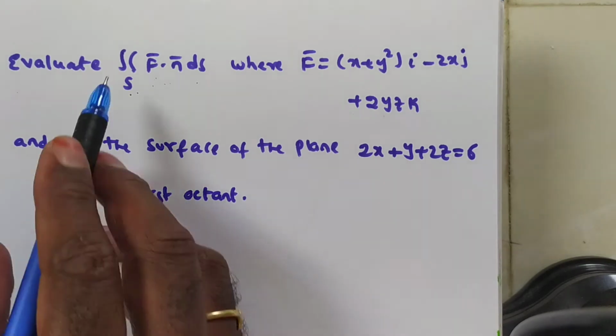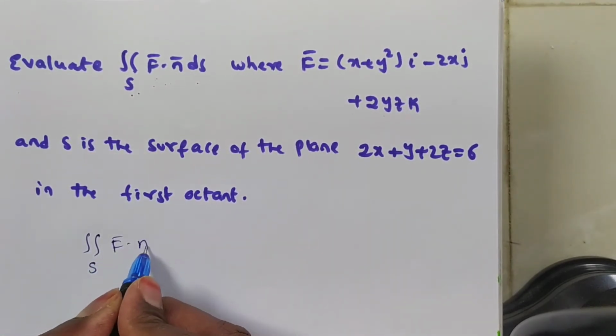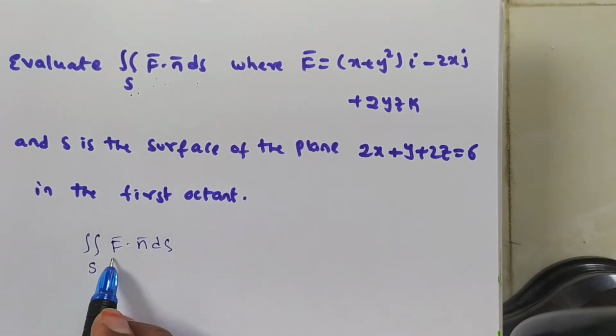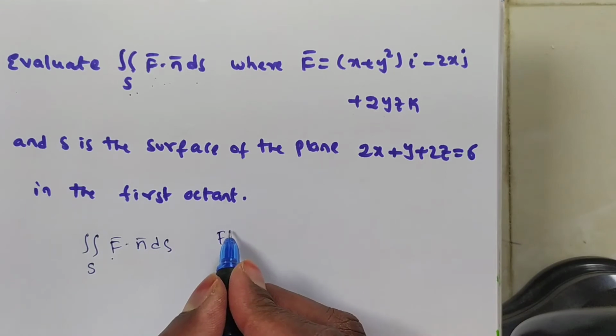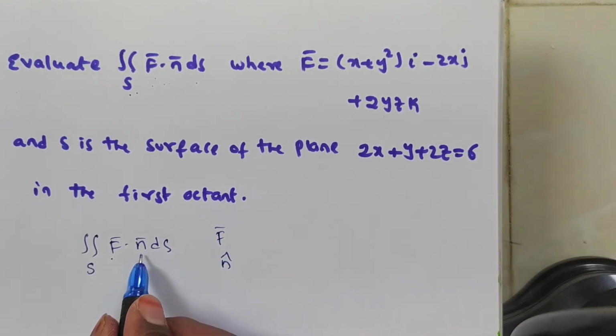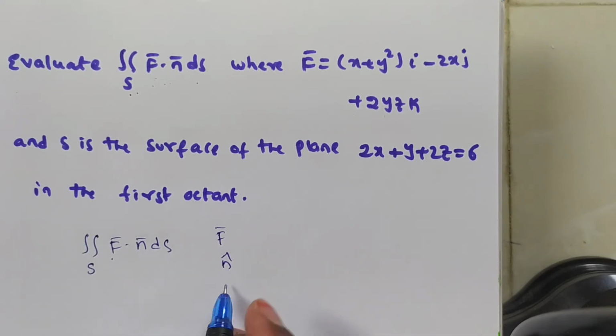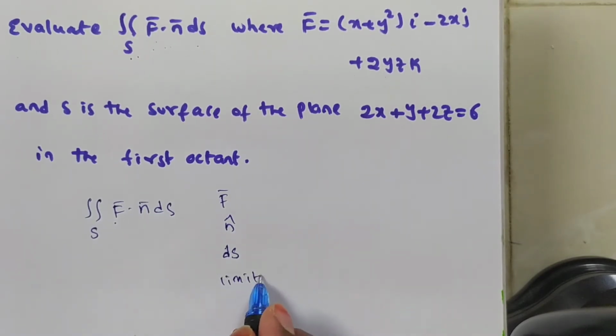First, we have to evaluate the double integral of F bar dot n bar dS. F bar is the vector point function they have given, yes, F bar we require. Next, n bar or n cap. It should be a unit normal vector, so n cap. Next, we need to find dS, which is the projection on the xy plane, yz plane or zx plane, and later you need to find the limits. These are the works you have to do.